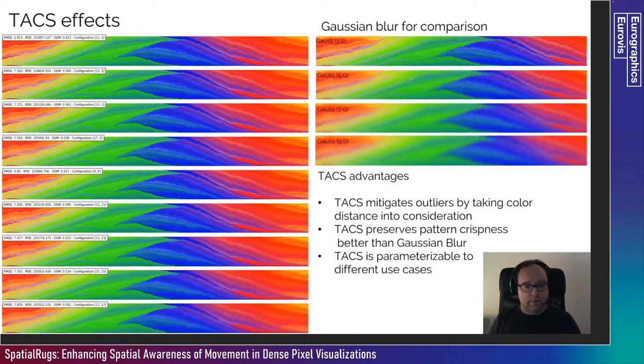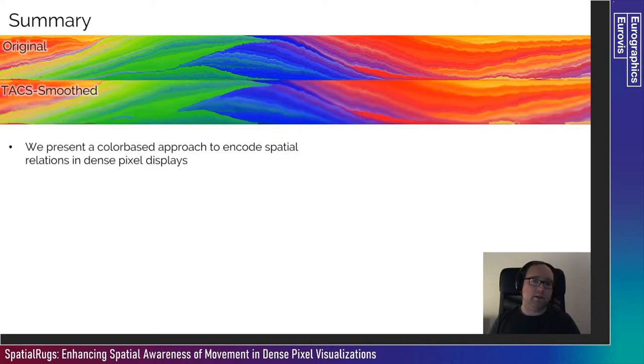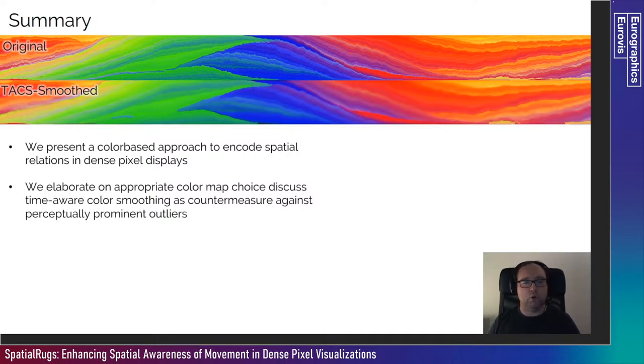So, in summary, we presented a color-based approach to encode spatial relations in dense pixel displays, and we argued for an appropriate color map choice. We also introduced our time-aware color smoothing as a countermeasure against perceptually prominent outliers in use cases like collective behavior. If you want to try that out, you are more than welcome to do so, because we published our method on this GitHub here.